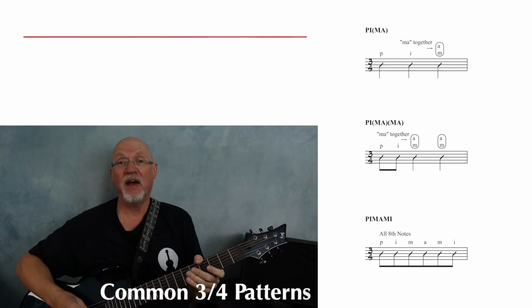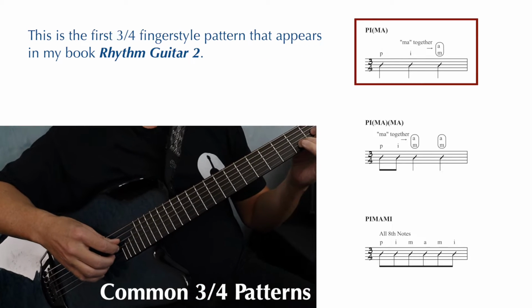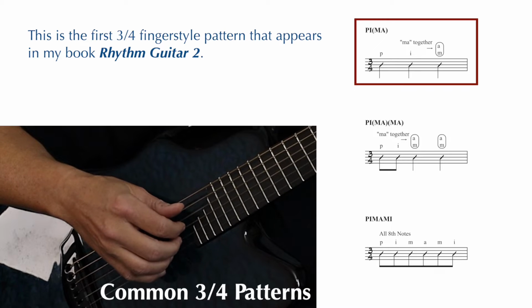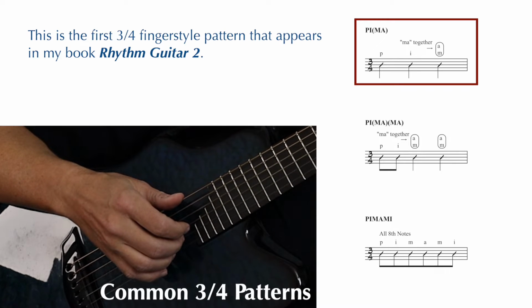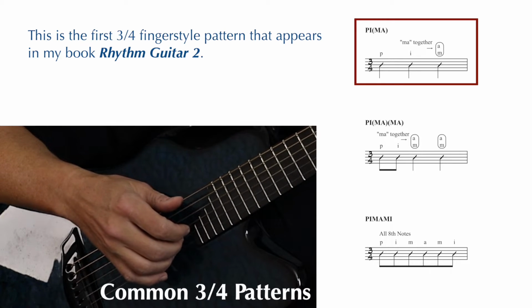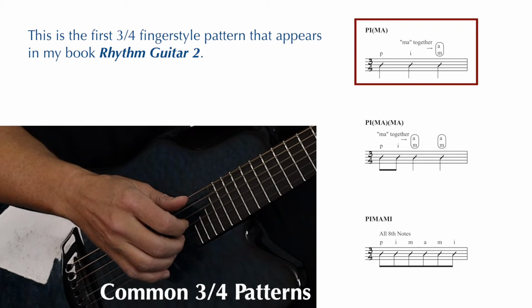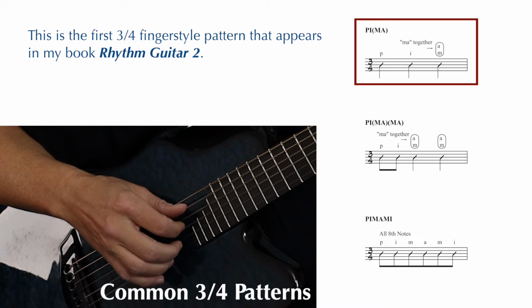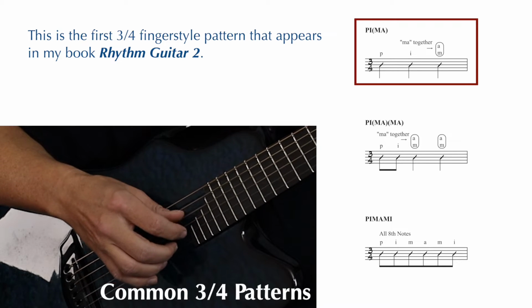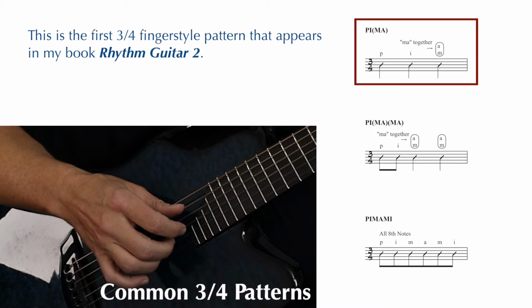And some common patterns in 3/4 time. Here we have thumb on beat 1, finger 1 on beat 2, and then on beat 3, fingers 2 and 3 at the same time. That's counted 1, 2, 3, 1, 2, 3.